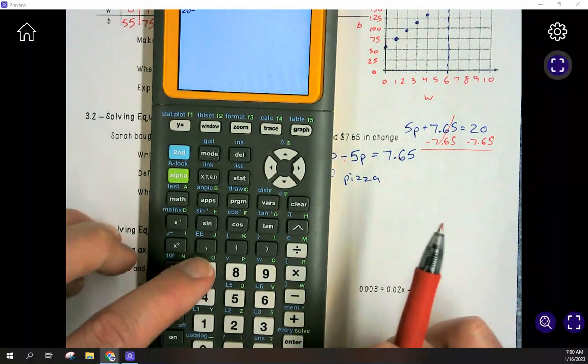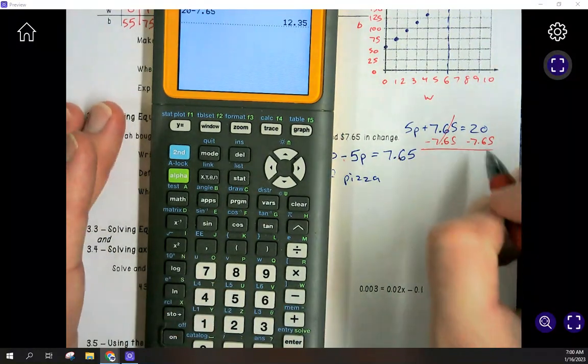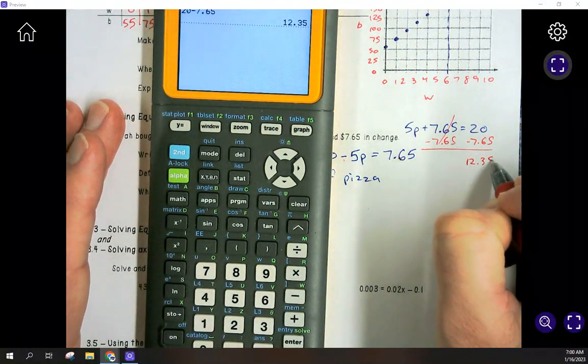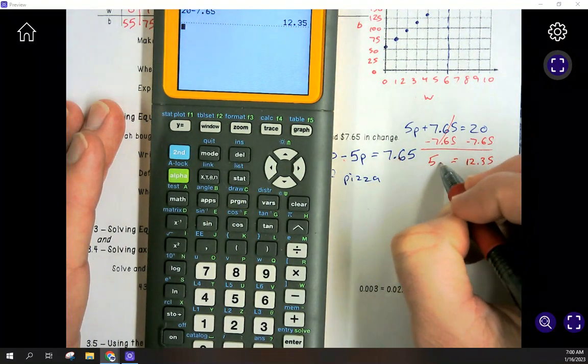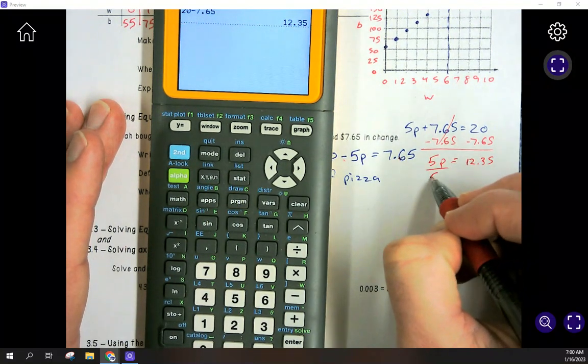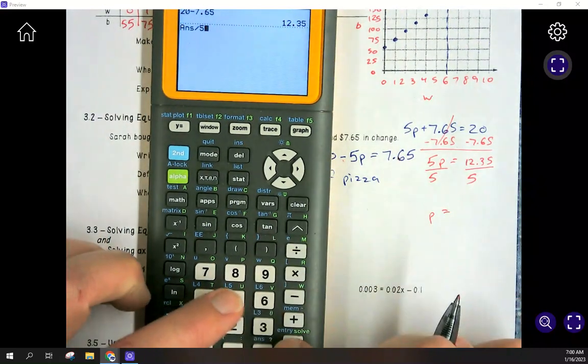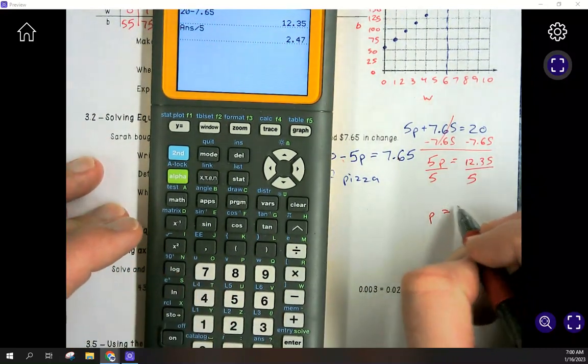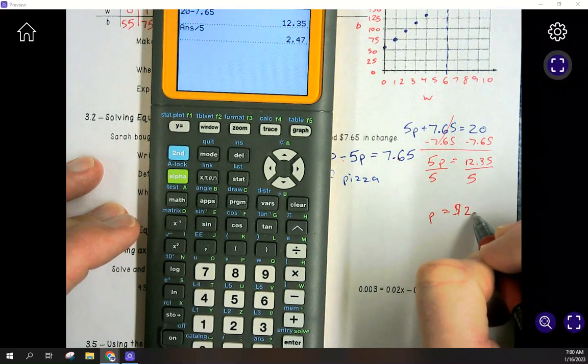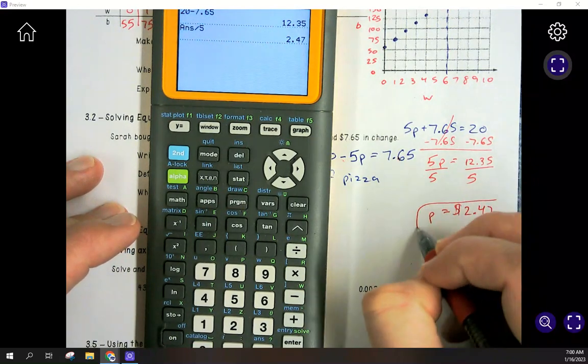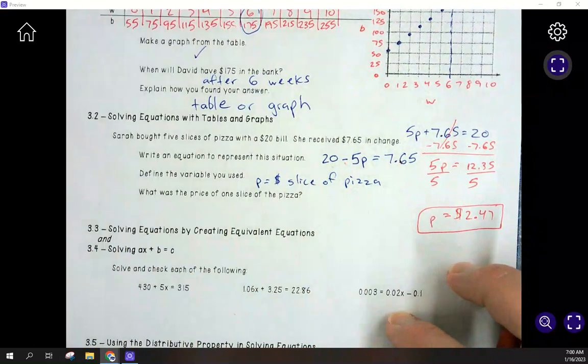So 20 minus 765 is 1235. And then you're going to divide by 5. And we get $2.47 per slice.